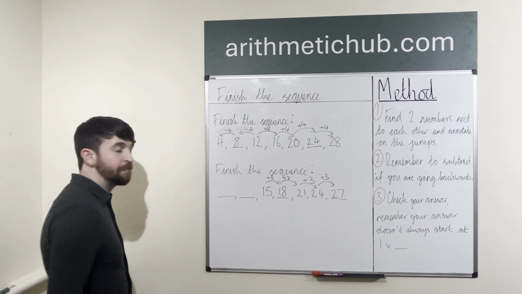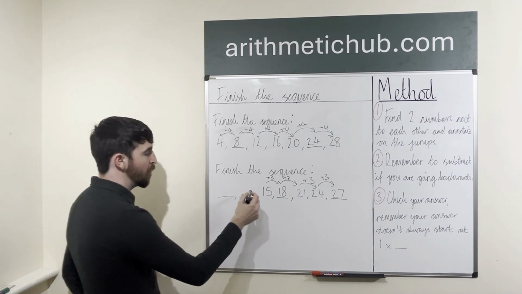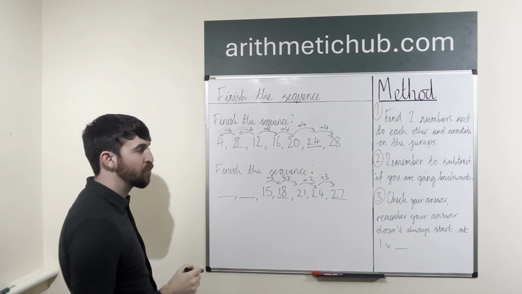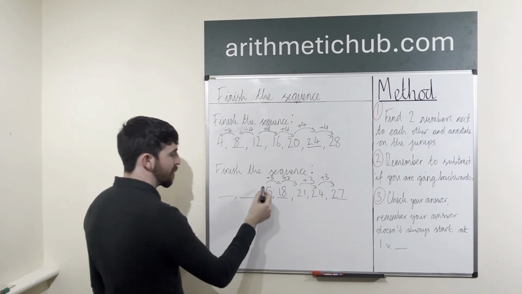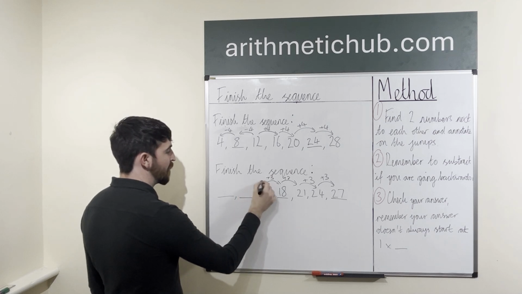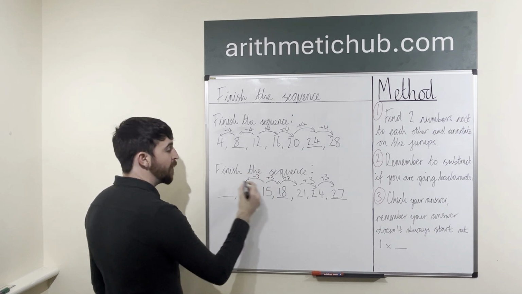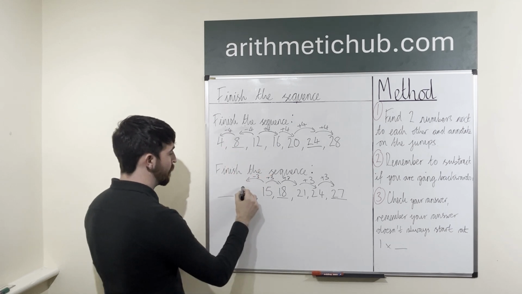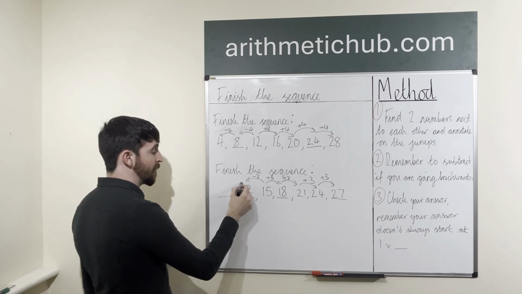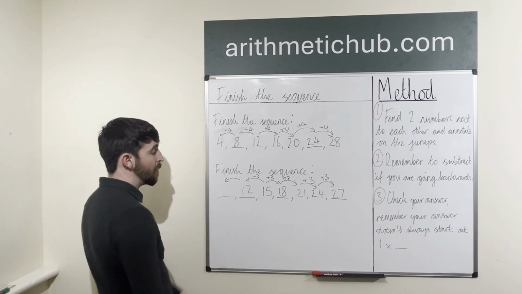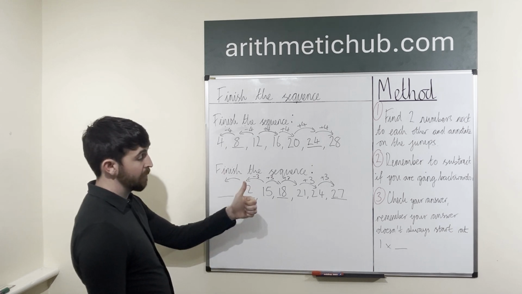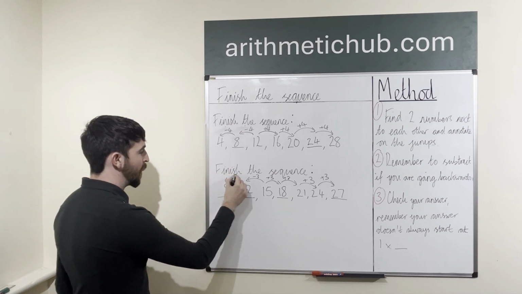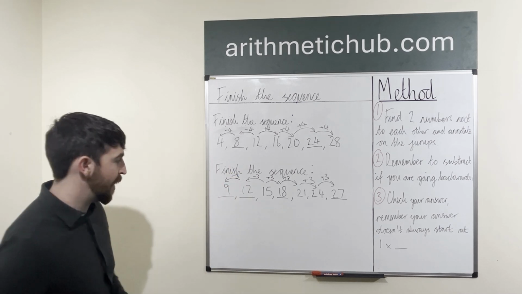Now we need to find what these missing 2 are. So all I would do is I'm going to go backwards now. Focusing on my method, remember to subtract if you're going backwards. I've added 3 over here, so what I'm going to do is I'm going to take 3 away. 15 take away 3, 15 in my head, 14, 13, 12. Again, I'm going to take away 3, 12 in my head, 11, 10, 9. Take away 3 again. Let's see if that makes sense.